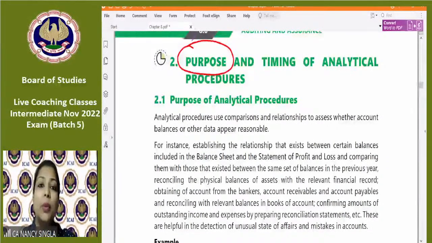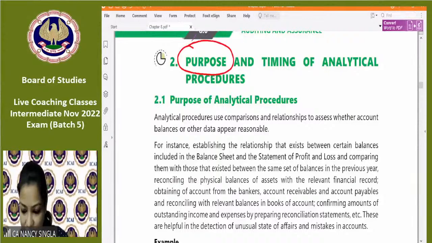And students, the auditor may perform inter-firm comparison or intra-firm comparison. Inter-firm is comparing with other companies in a similar industry. And intra-firm is when you compare within the same company. For example, comparing segment-wise information. Intra-firm, within the firm. So the auditor may perform all such calculations.